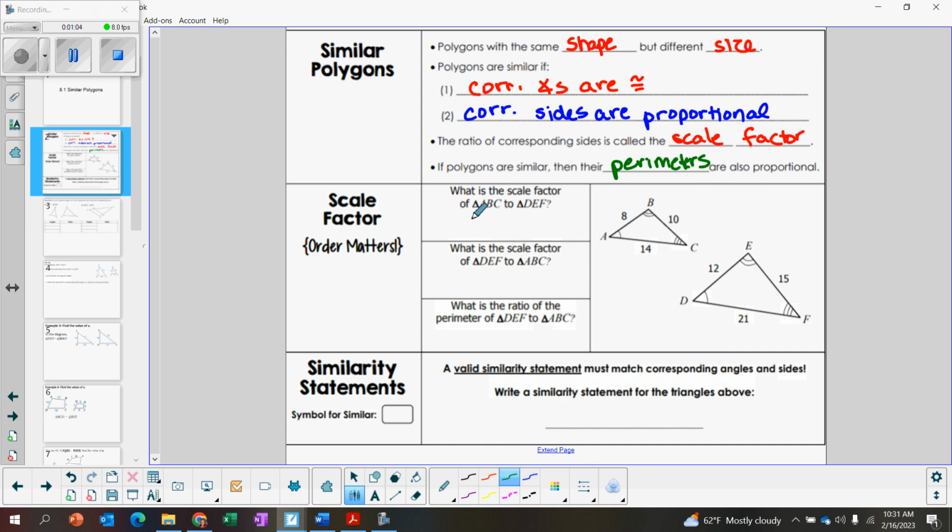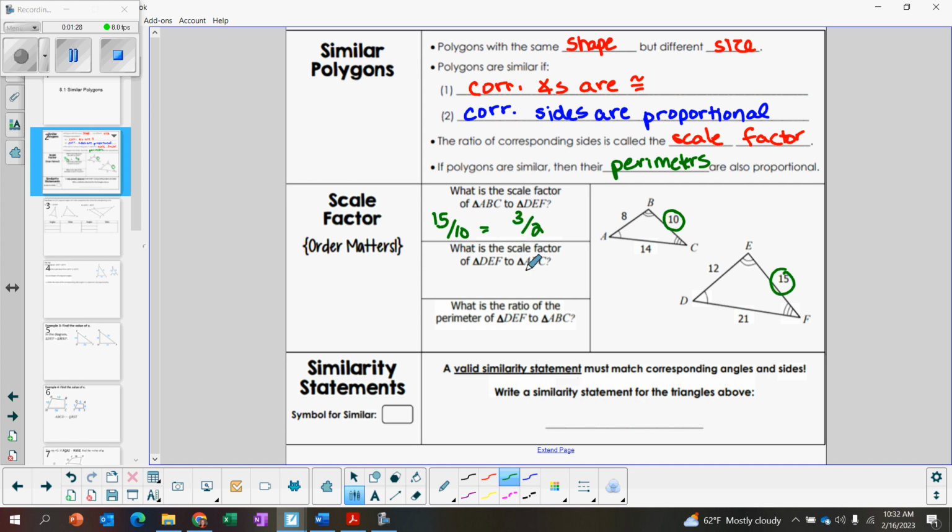So the scale factor of ABC to DEF. They're telling us ABC is the preimage and DEF is the image. So I'm going to pick a pair of corresponding sides. Let's say I picked the 10 and the 15. If I'm starting here and going here, this is my image. So 15 over 10, which would be 3 over 2.